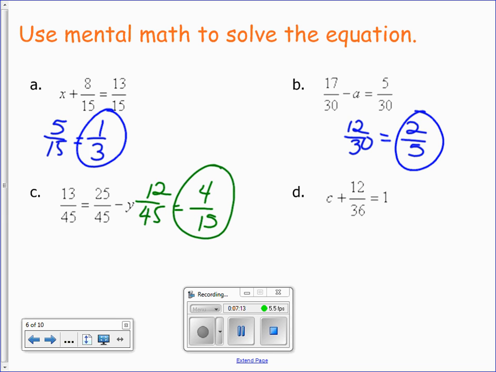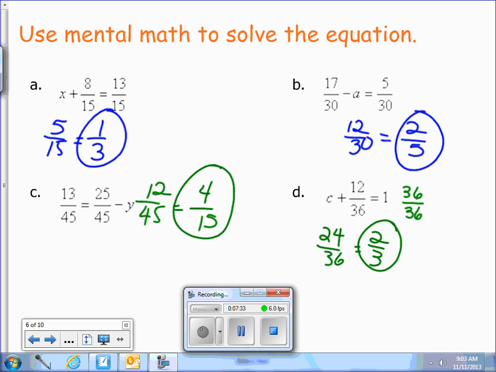Okay, in C, you have another fraction. When added to 12 over 36, it is going to equal 1. So if this helps you, you can put 1 as being 36 over 36 to help you determine what C is. So now you'll subtract 12 from 36. So you have 12 from 36 is 24. So 24 over 36 simplified is 2/3.